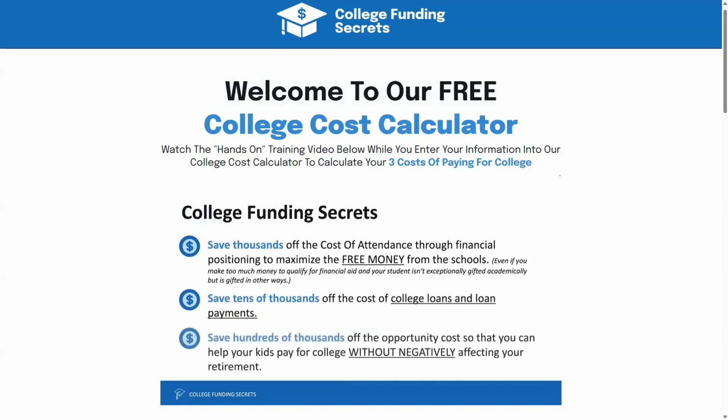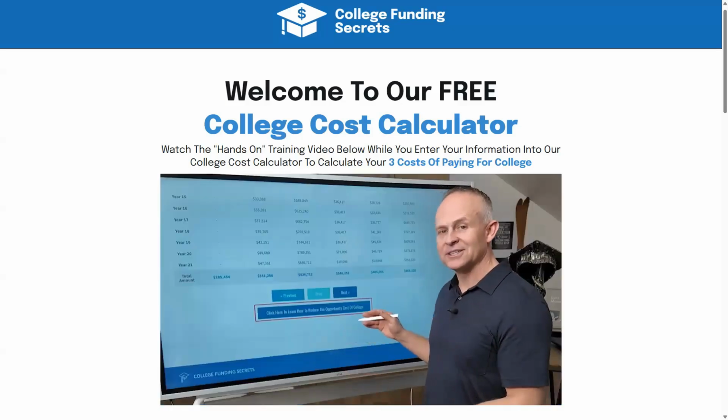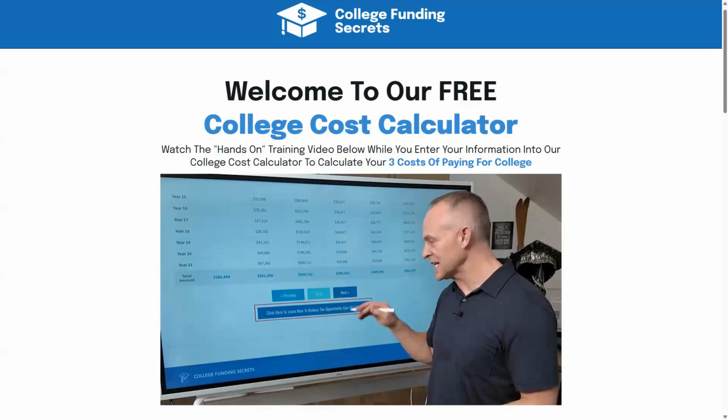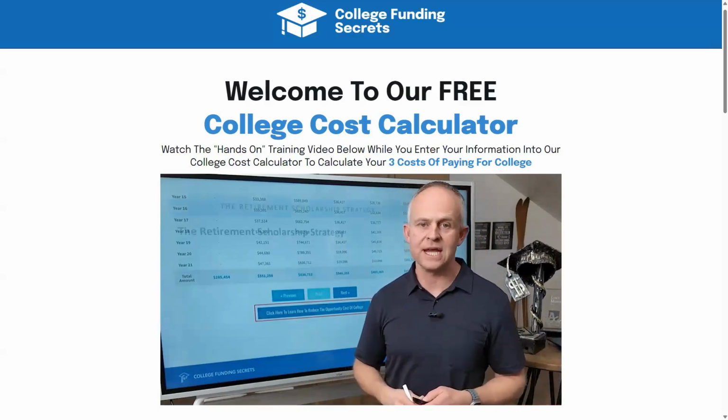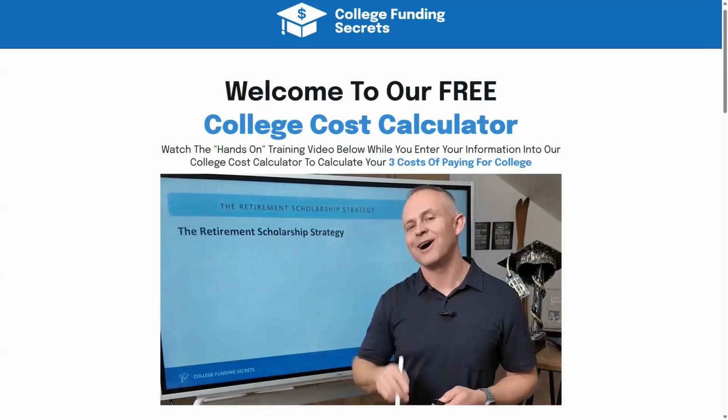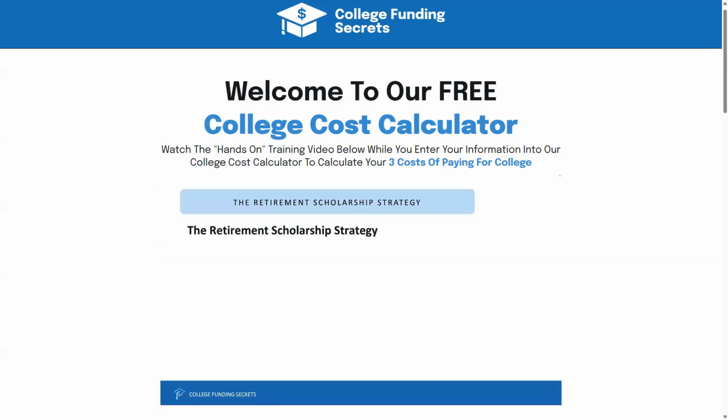But what I'm talking about is how to save hundreds of thousands of dollars off the opportunity cost of paying for college by how you pay for college. So in the calculator, under opportunity cost, click this button and you can learn more about secret number 3. And this is what we call the retirement scholarship strategy.